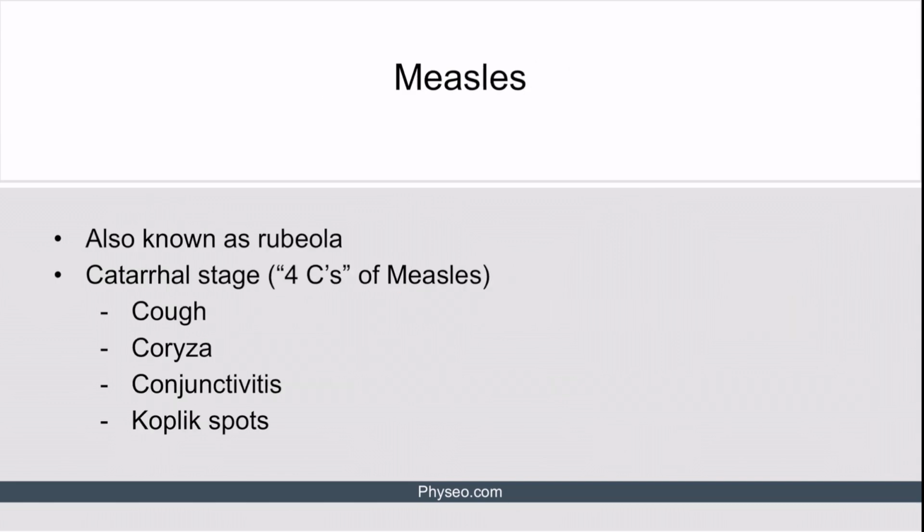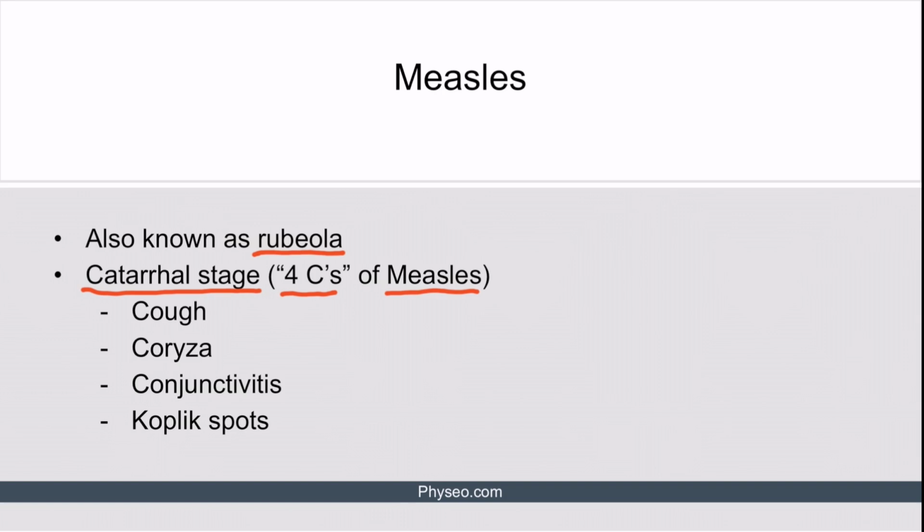Okay, now let's move on to discuss measles. Measles may also be referred to as rubeola. It has a characteristic catarrhal stage prior to the onset of the rash. The features of this phase are often referred to as the 4 C's of measles. They are cough, coryza, conjunctivitis, and Koplik spots. While the last one starts with a K, it still has the hard C sound. Therefore, this is referred to as the 4 C's of measles.